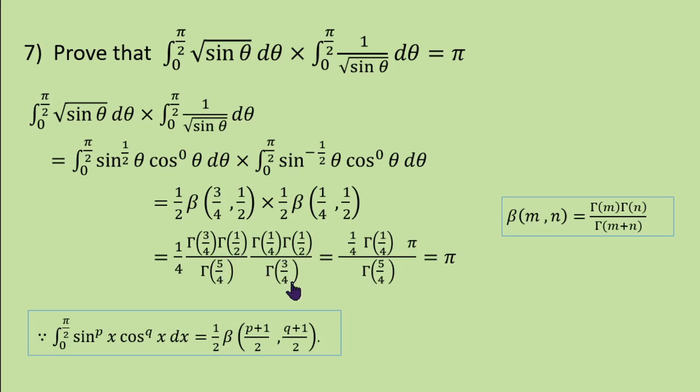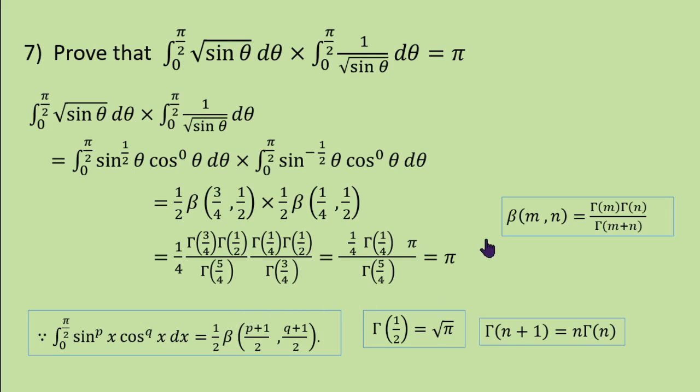Now, gamma 3 by 4 cancels. Gamma half into gamma half, root pi into root pi is pi. Remaining term is 1 by 4 gamma 1 by 4, that is numerator. Denominator gamma 5 by 4. And we know that gamma n plus 1 is n gamma n. So 1 by 4 gamma 1 by 4 is gamma 1 by 4 plus 1, that is gamma 5 by 4. So gamma 5 by 4 divided by gamma 5 by 4 cancels. So pi remains, therefore it is pi.